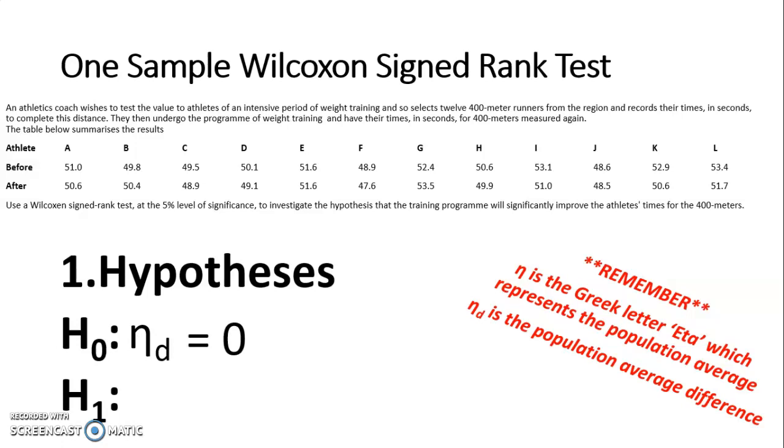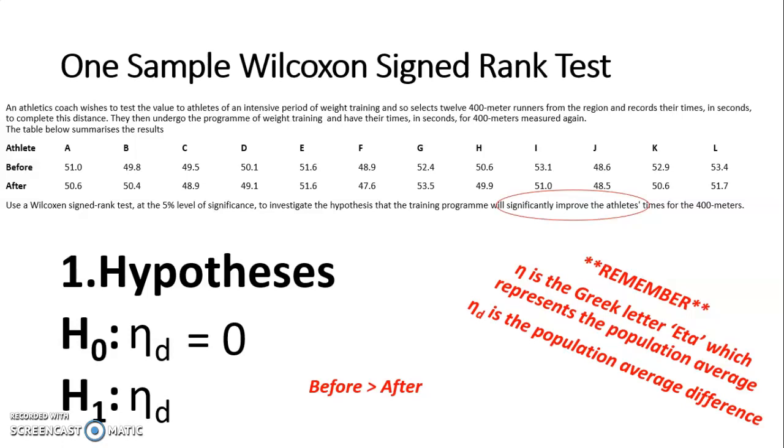null hypothesis. Then our alternative hypothesis also uses eta d, but this time we need to read the question to find out what we're being asked to investigate. So in this question we're looking if the training programme will improve the athlete's time. So let's think about that before and after and that difference that's going to create. If the training programme will improve the time, that means we are expecting their time after the programme to be less than that before. We're expecting them to be quicker because it's made an improvement.